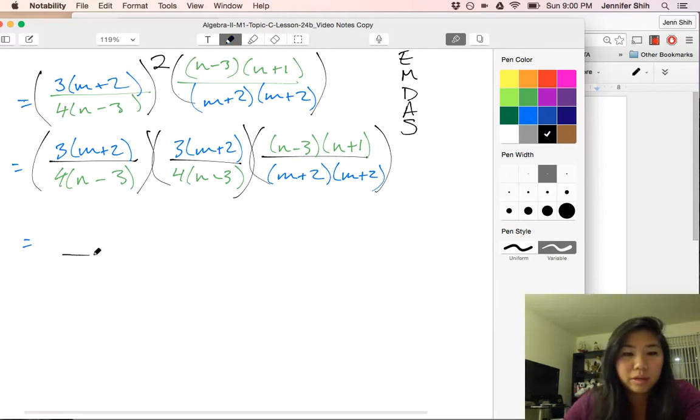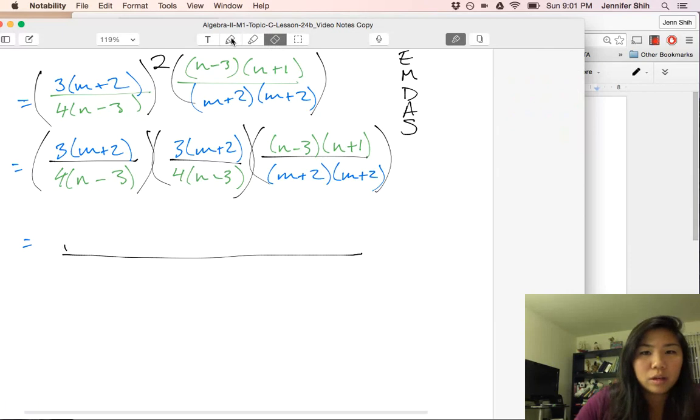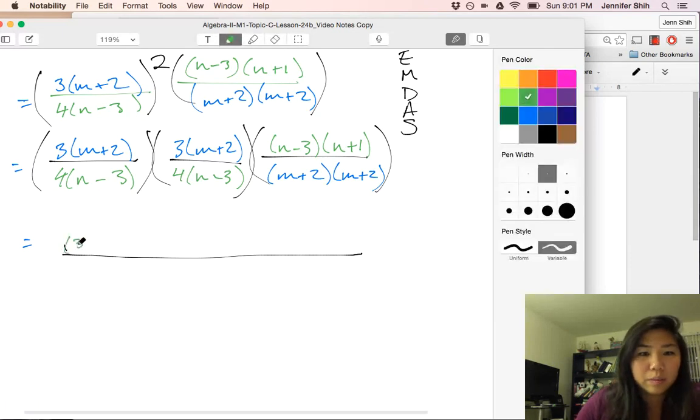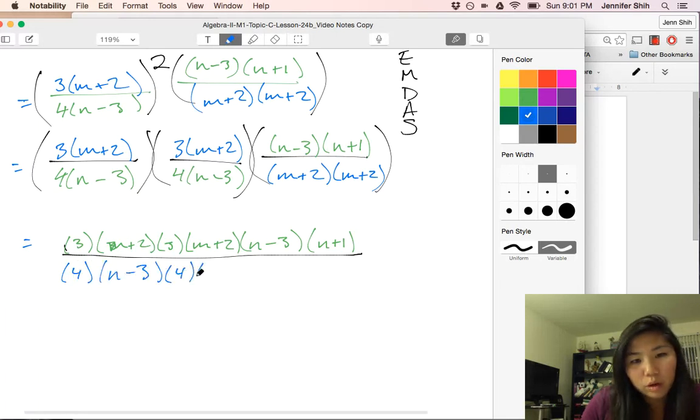Let's draw a big fraction bar. And let's just rewrite all of our factors. I'm just going to rewrite all of them. I'll keep my colors. Okay. 3, n plus 2, 3, n plus 2, n minus 3, n plus 1, over 4, n minus 3, 4, n minus 3, n plus 2, n plus 2.